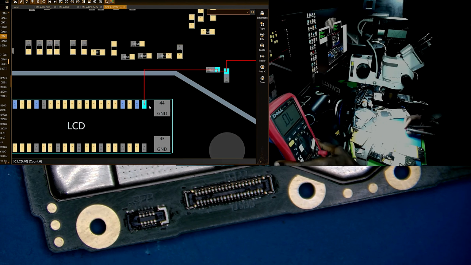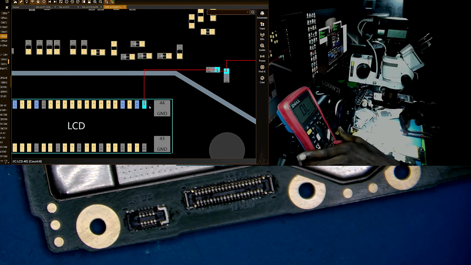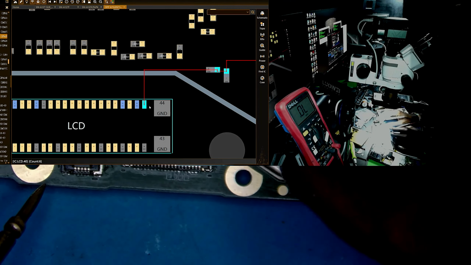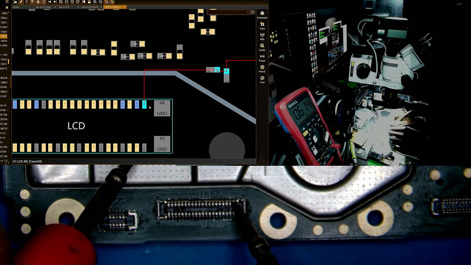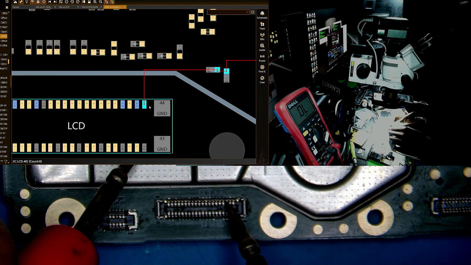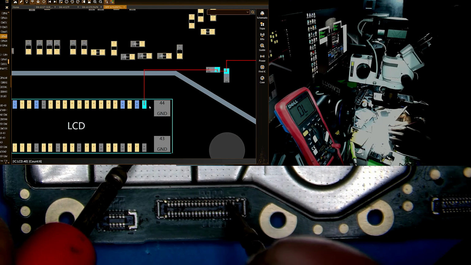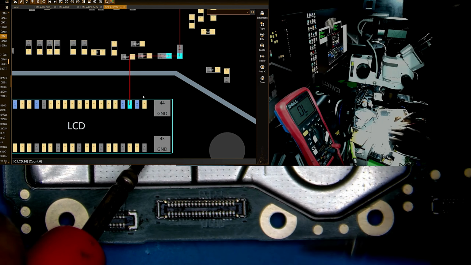Very many technicians receive phones with display issues. So this is one of the tricks that I want to share with you about display faults, how to diagnose them, how to troubleshoot them. So I received this Oppo A15. It had a display issue. It had a black screen. The screen was not showing anything.